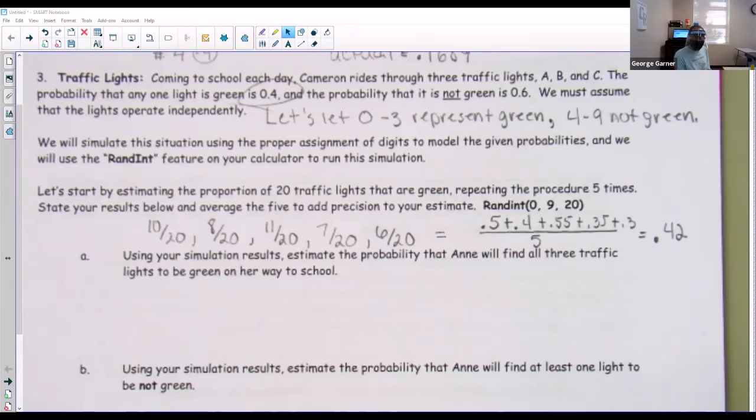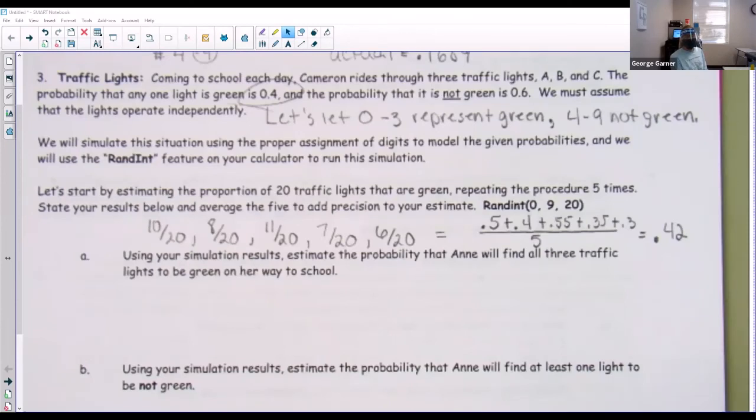So the other 2 questions here are a little bit advanced, not because they're super hard, but because we haven't covered probability yet. But the next question, I'll just show you how to work it. There won't be any other questions like this, so you don't have to worry about it. We're supposed to estimate the probability using this result, 0.42, that Ann, or Cameron, whoever the person is, will find all 3 traffic lights to be green on her way to school.